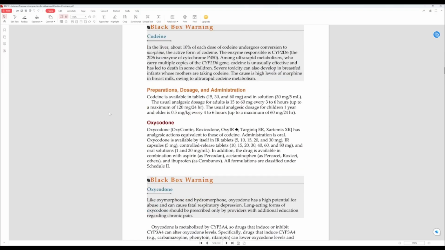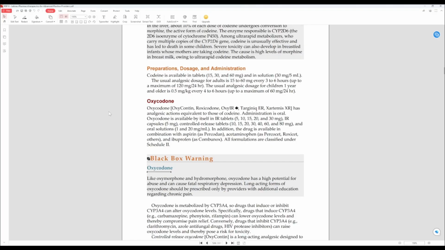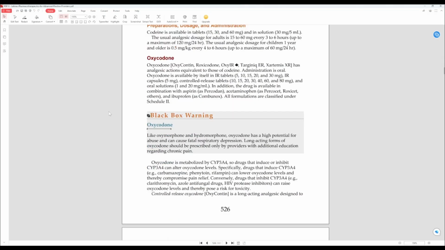So, preparation, dosage, and administration. Codeine is available in tablets and in solution. The usual analgesic dosage for an adult is 15 to 60 milligrams every 3 to 6 hours. The usual analgesic dosage for children 1 year and older is half a milligram per kilo every 4 to 6 hours.